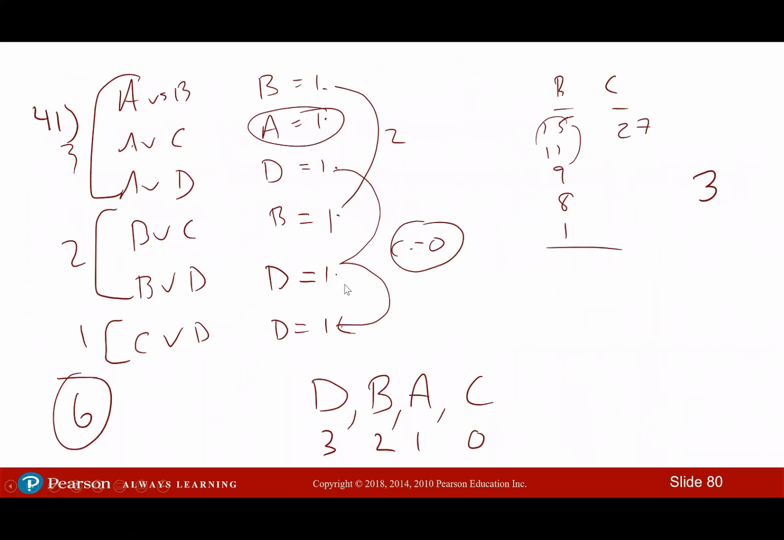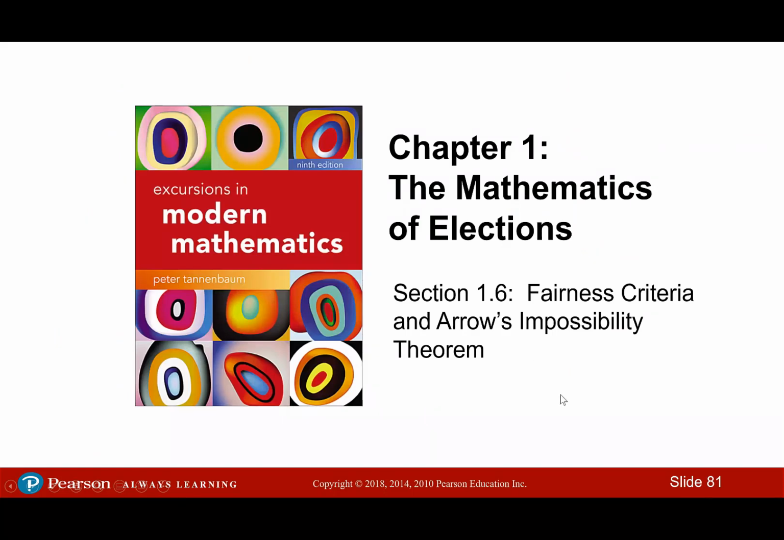Okay. I'm going to pass through that real quickly here. So the last section for chapter 1 is the fairness criteria, Arrow's impossibility theorem. It's a little bit long, but not much math to do as we're looking at this. So let's jam with it. So first things first, what is it?